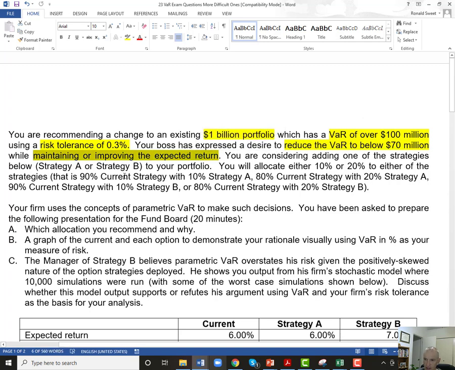Once she says what she's at, if she said, I just want to reduce VAR below 70 million, and maybe she'd be willing to reduce return to do that, then you say, okay, we'll get lower risk, but our return will come down some. That's fine, but that's not what she's saying here. She doesn't want to give up on return. Now you look at that and say, well, wow, we should have been doing that all along.